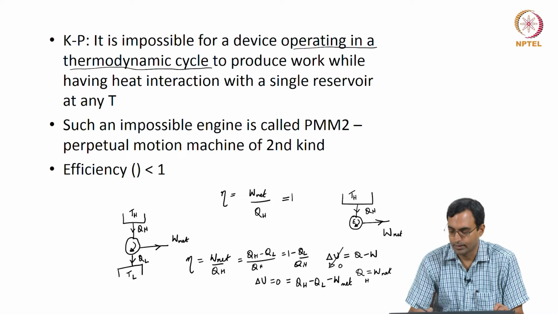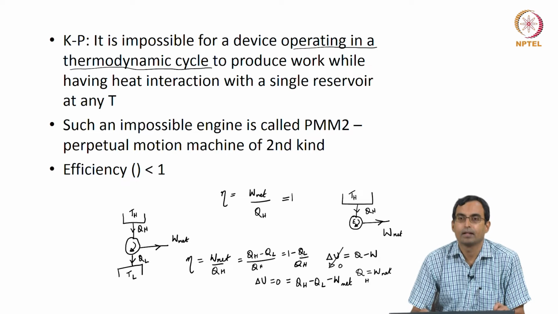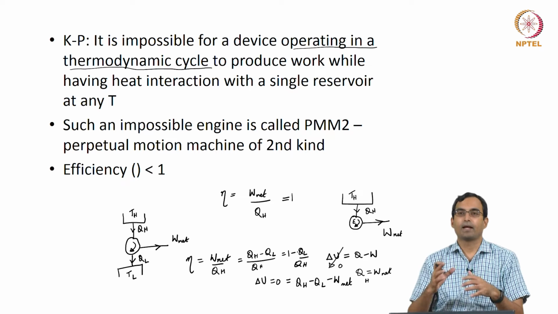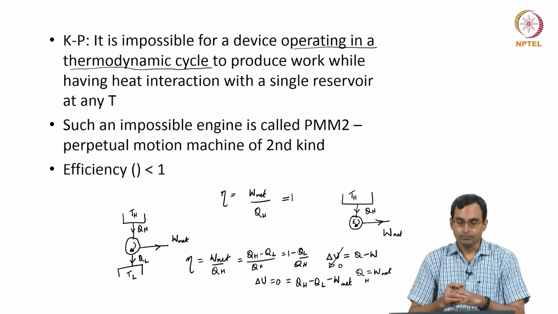So this is some factor less than 1, but since this is not 0, the efficiency will always be less than 1. So the consequence of the Kelvin-Planck statement is that you can never have a machine which is 100% efficient when you are operating in a cycle and trying to convert heat energy into work. So that is essentially what this statement says. That is quite an interesting statement.